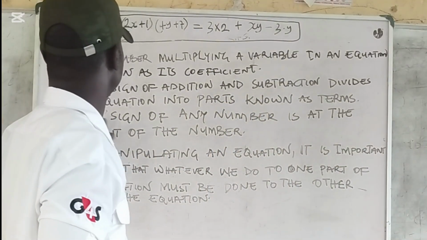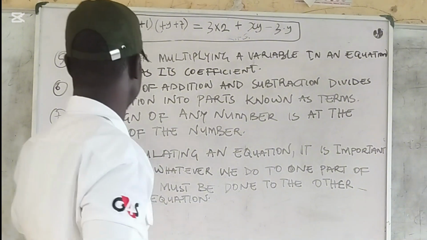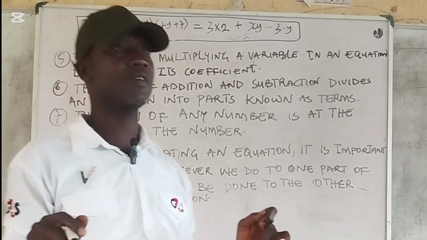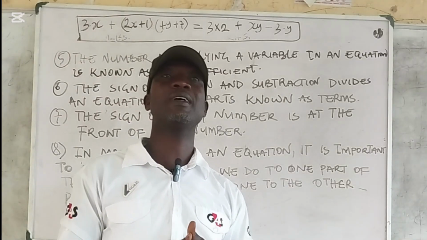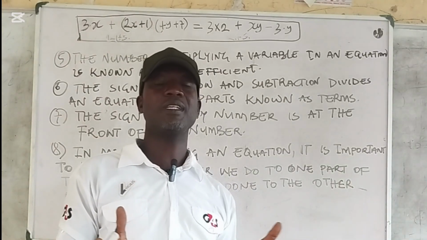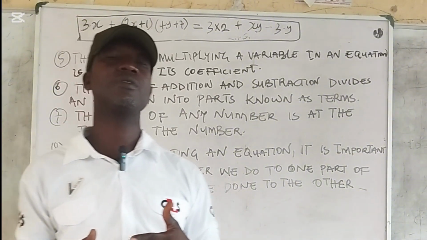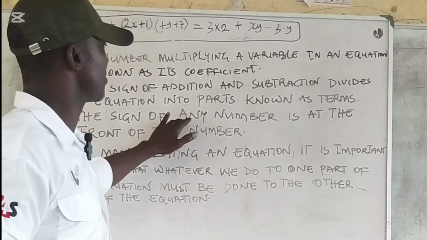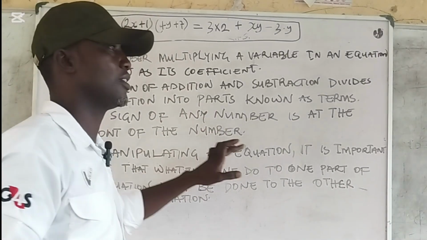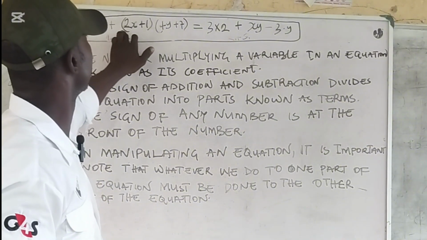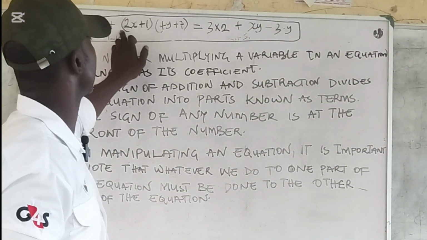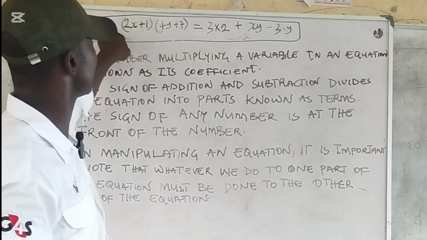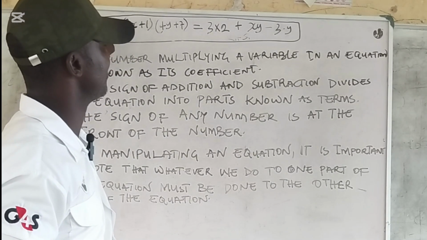That is what number 7 simply means: the sign of any number is always at the front of the number. Just take it that way. When we start solving, it will make a lot of sense. Because while solving the equation, you might say, in order to manipulate this equation, I will need to shift this from here. So this will come in handy and help us a lot. For instance, if you have established that the whole of this stands as one term because they are multiplying each other, the sign of this term is this plus here that's at the front. That is what it simply means.